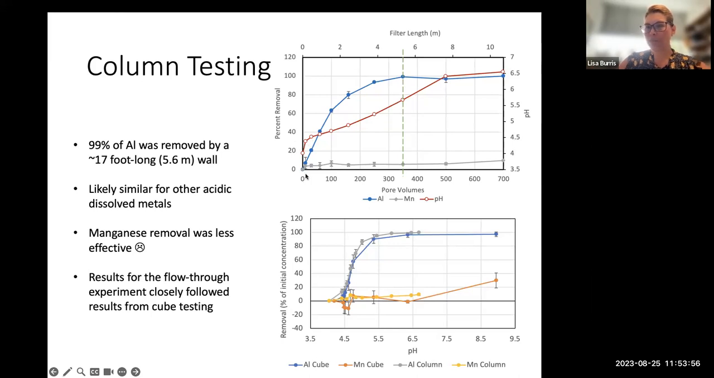The manganese was much less effective. We were able to remove much less of that from this flow through kind of setup, which was a little bit disheartening. But it does look like things that are controlled by acidity, we will still be able to filter in the field. And we can test other compounds in the lab and get pretty similar results.